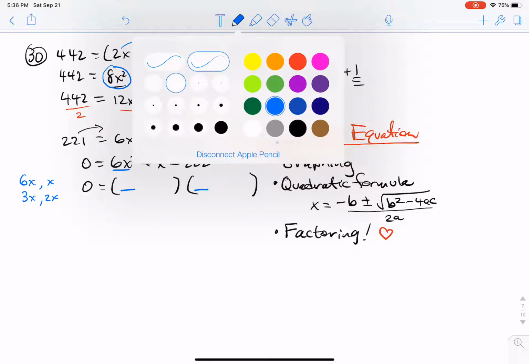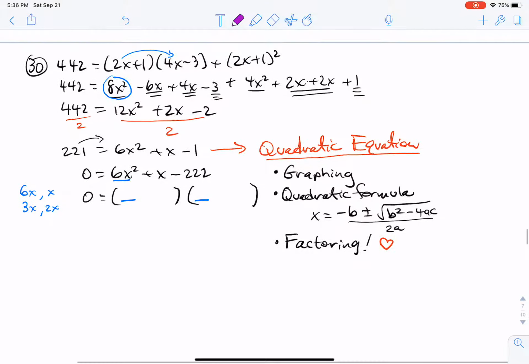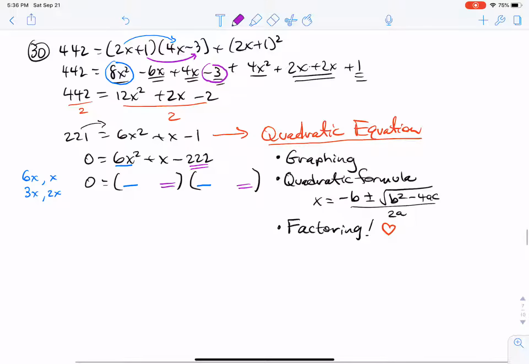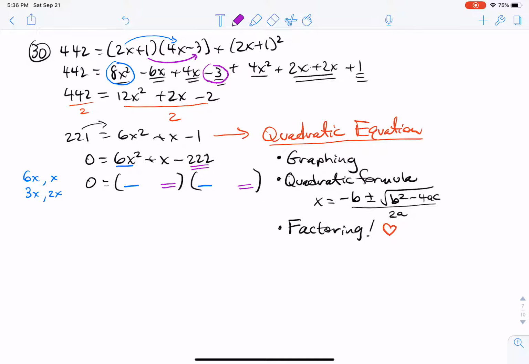All right, and now for the last terms, if I take a look at this negative 3 that's up here from when we FOILed this thing out, the negative 3 came from 1 times negative 3. It came from the product of our last terms. In other words, this times that should equal negative 222. For right now, let's ignore the negative sign and just focus on the number 222.